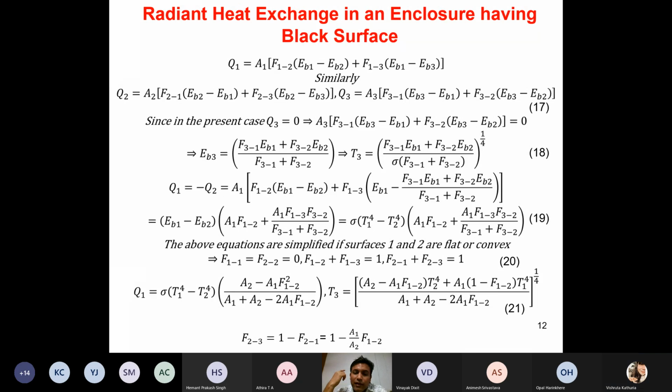Yes, sir. Again, similar to this, we can write down the equation for T3. Equation number T3 we can directly write down from equation number 18 by replacing F31, F32 and all these shape factors in terms of only F12. Okay, so if we put all the shape factors in terms of only F12, ultimately what we get is equation number 21, which is the equation of T3. So the equation of T3 is given here in equation number 21.